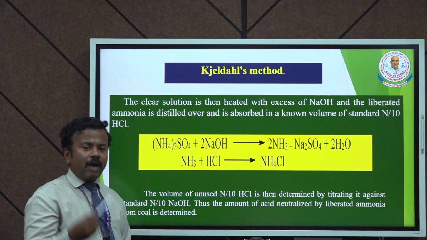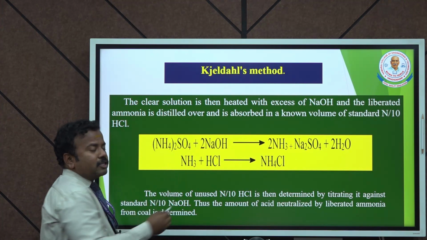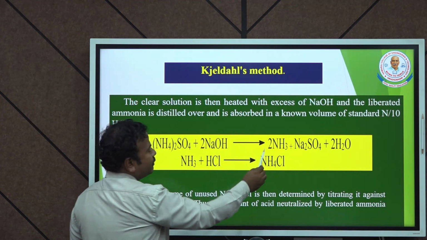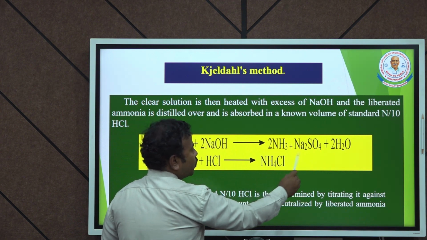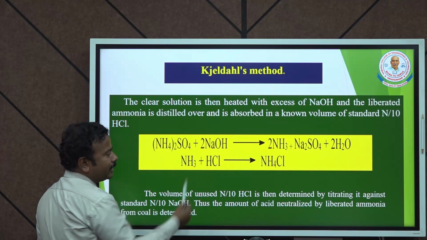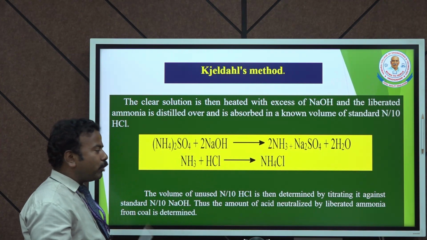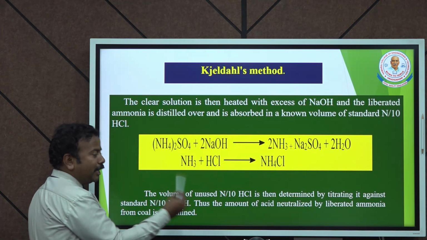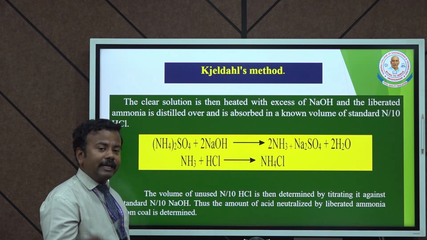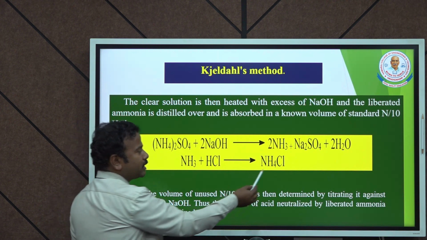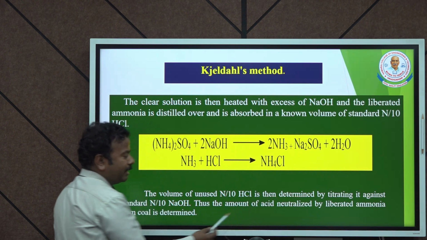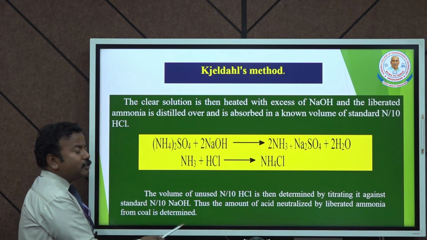So first step, the formation of ammonium sulfate. The ammonium sulfate is treated with excess sodium hydroxide. Then there is a liberation of ammonia, sodium sulfate and water. The ammonia gas reacts with the N/10 HCl and produces ammonium chloride. Now the volume of the unused N/10 HCl: ammonia reacts with the HCl, the used HCl, to produce ammonium chloride. The unused HCl is determined by titrating it against standard N/10 sodium hydroxide.